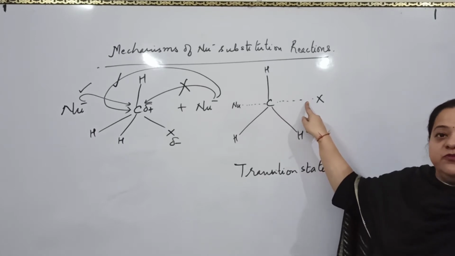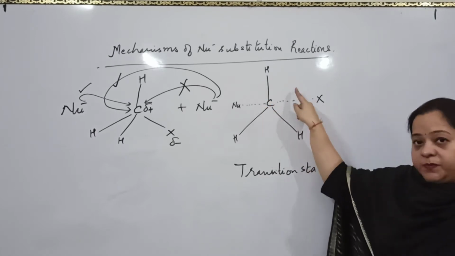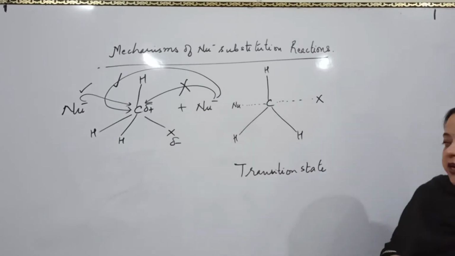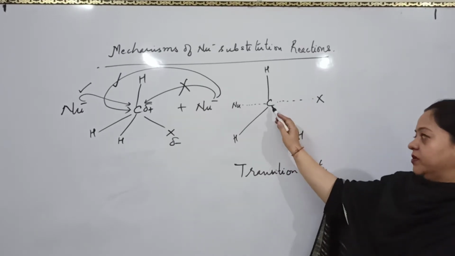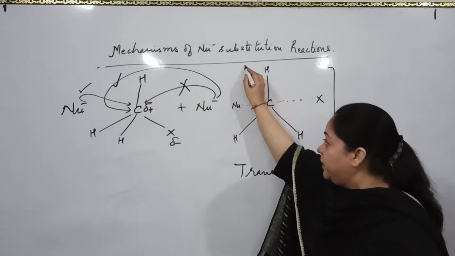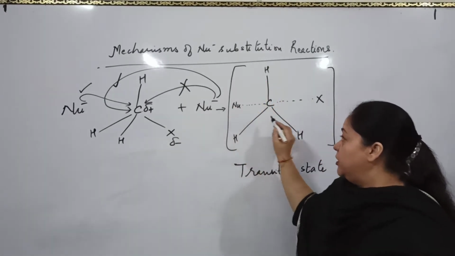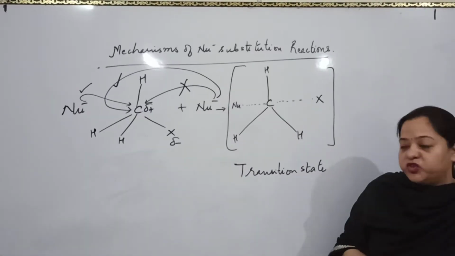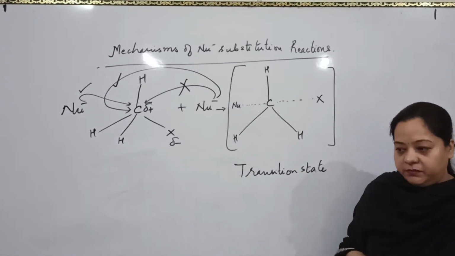Carbon can never form 5 bonds. Although these groups are 5, the bonds are not 5. And this transition state is very short-lived. It cannot be isolated. So it is put into a square bracket, which represents that this is highly unstable.